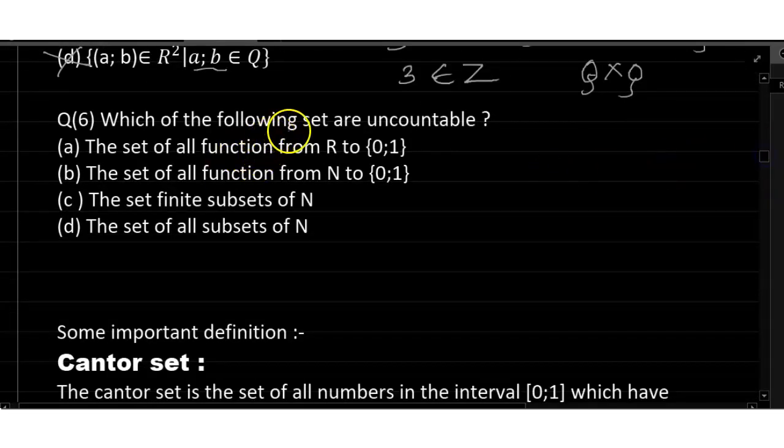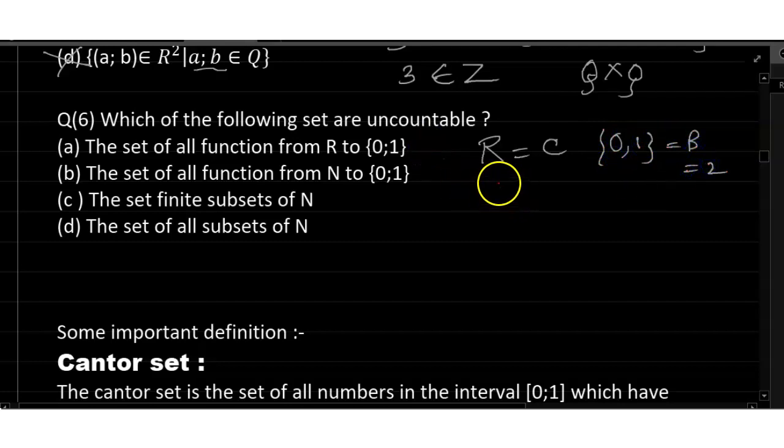Which of the following sets are uncountable? The set of all functions from R to {0, 1}. Set of all functions. So friends, R equals the continuum set, and {0, 1} has cardinality 2.